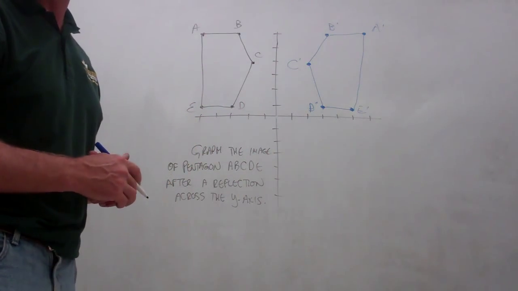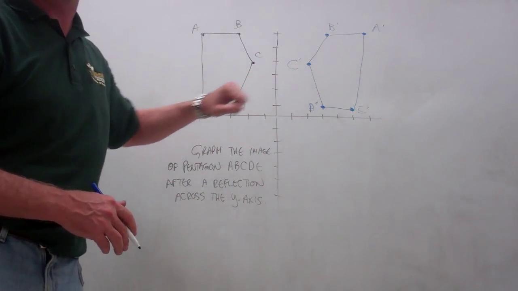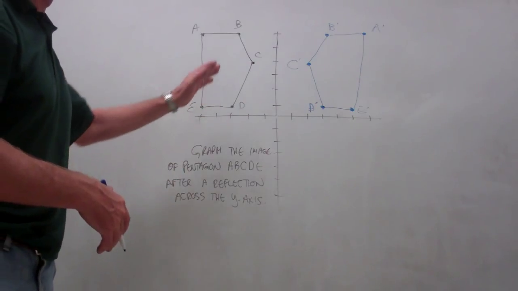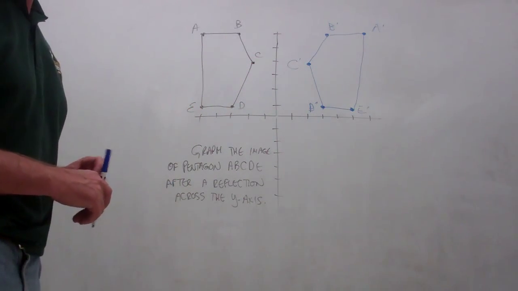And that's one of the most important concepts you understand about reflections, is that you preserve size, shape. The images are still congruent. However, the orientation is changed on a reflection.